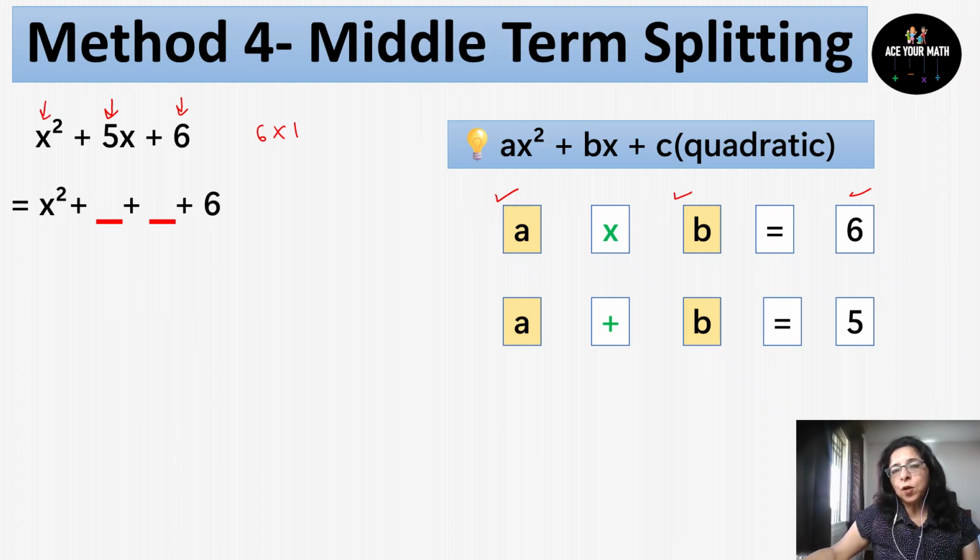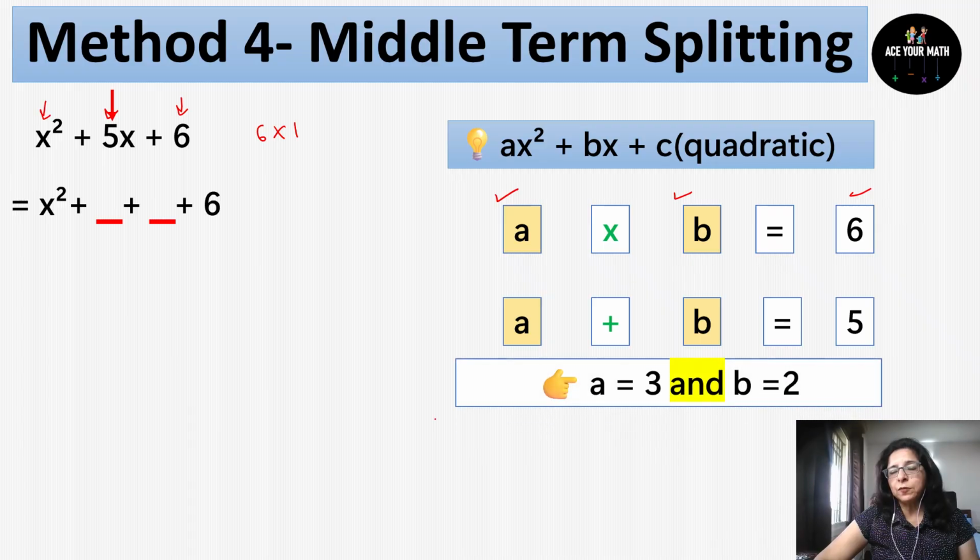So now think of two numbers whose product will give you 6, and when you add them, it should give you 5. It is quite simple. These two numbers are 3 and 2. Because when you multiply 3 and 2, you will get 6, and when you add 3 and 2, you will get 5. So your a is 3 and your b is 2. So 3 times 2 will give you 6, so it is satisfying the first condition. And when you add 3 and 2, it will give you 5, and it is satisfying the second condition.